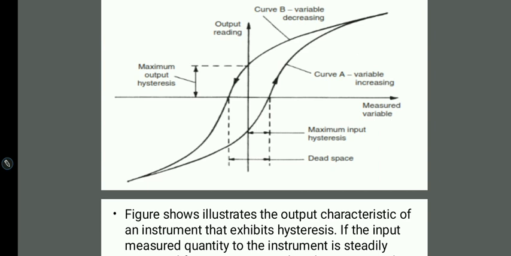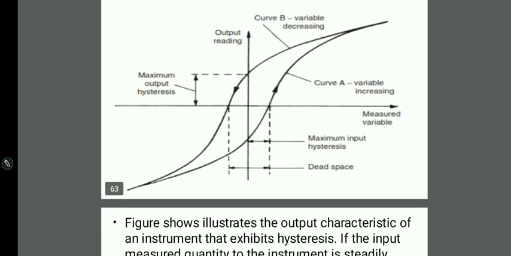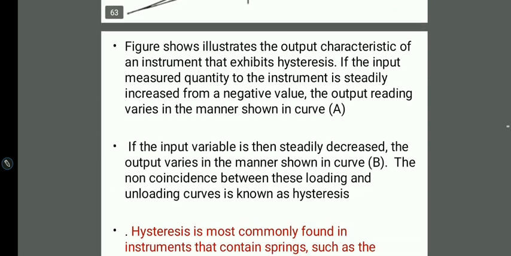This type of loss or problem is found in measuring instruments. Here the x-axis is the measured variable and the y-axis is the output reading. Curve A is the output reading when the input is increased, and curve B is the output reading when the input is decreased. We can see the maximum output hysteresis and maximum input hysteresis. All these things are shown. That particular phenomenon is called hysteresis.